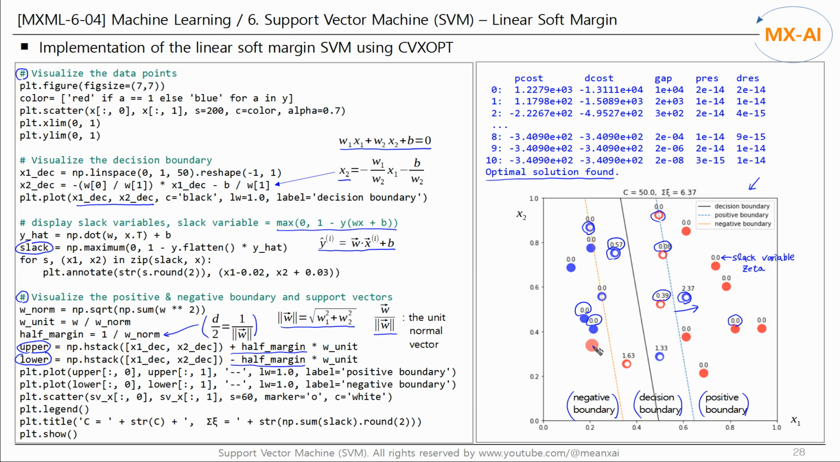In the prediction process, if a test data is at this location, we predict the class as +1 because it is above the decision boundary. When we feed this test data into the decision function, y hat returns a value greater than 0, thus predicting the class as a +1. If the test data is at this location, it is predicted to be class of -1.